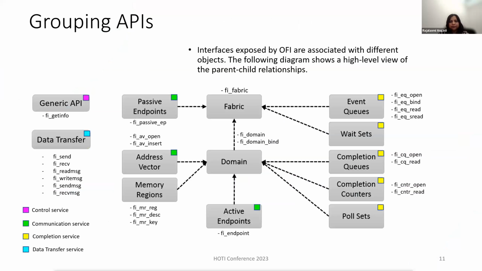Next. So these are examples of different APIs. We had also presented this previously. You can see examples of data transfer APIs like fi_send, fi_recv, fi_write, send message and receive message. There are communication services like fi_endpoint, which is a socket equivalent of creating an endpoint. And then there are completion services which are used for getting notifications for completion of data transfers or any other kind of events.